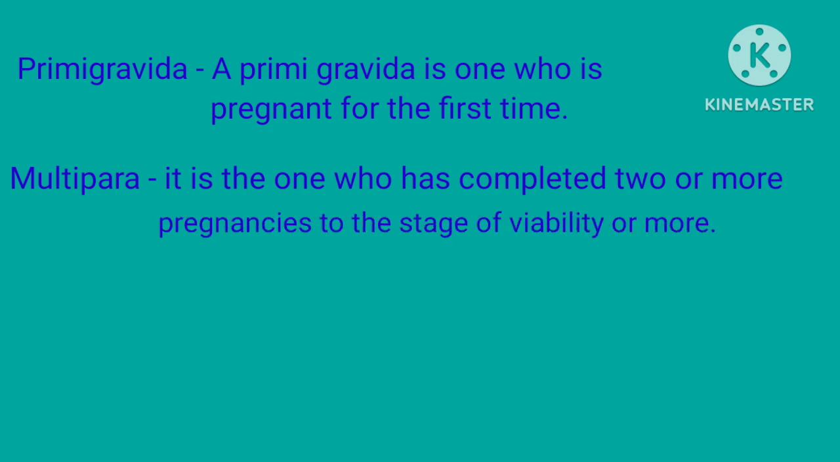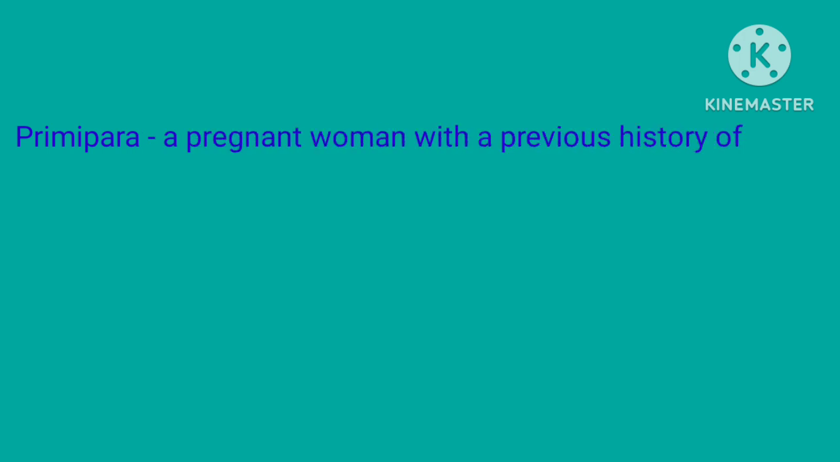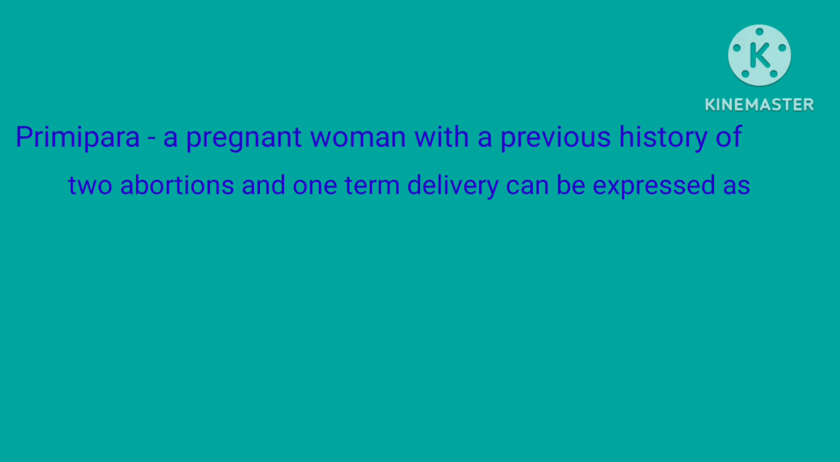The woman who becomes pregnant for the first time is known as a primigravida, and a multipara is one who has completed 2 or more pregnancies to the stage of viability or more. It means if the woman becomes pregnant a second time, she is known as a multipara. And primipara, suppose a pregnant woman with a previous history of 2 abortions and 1 term delivery.